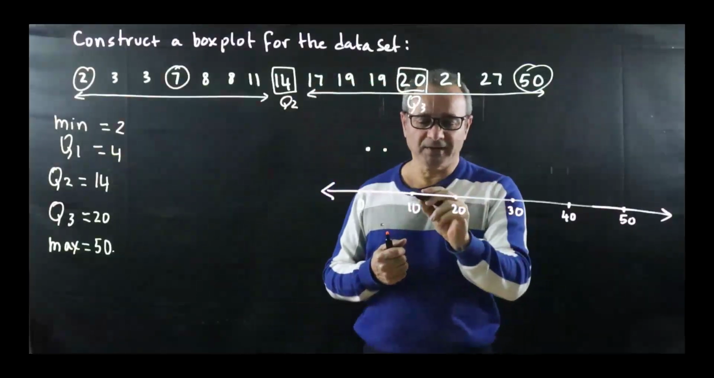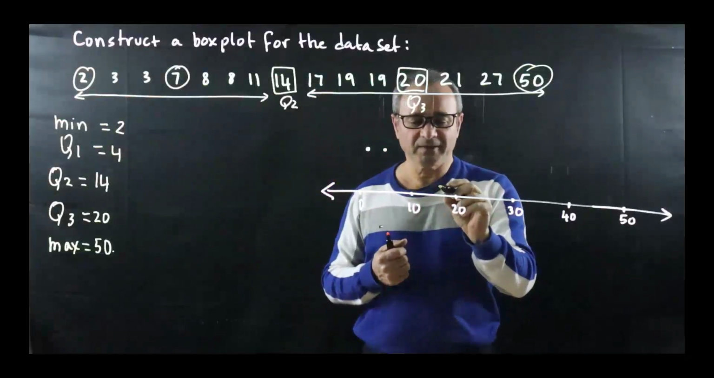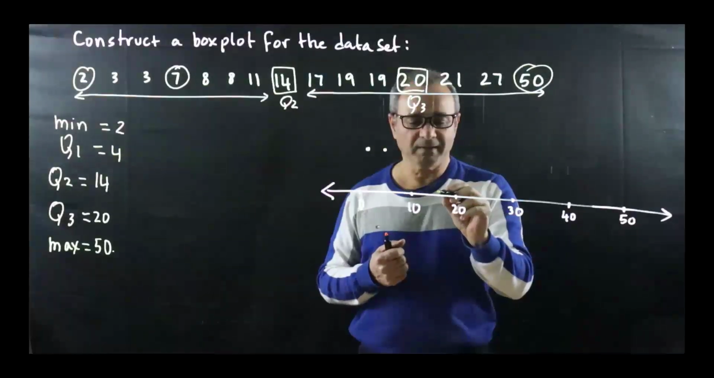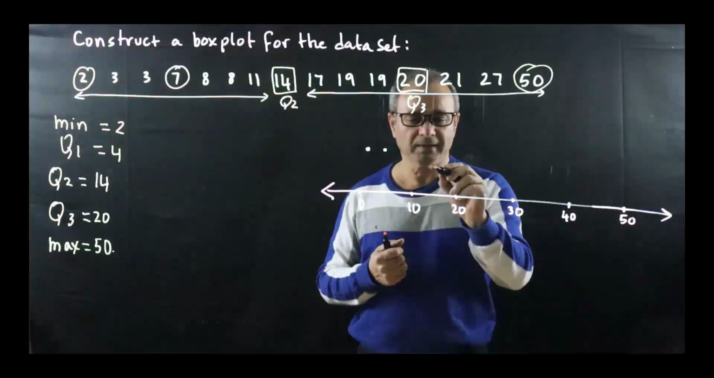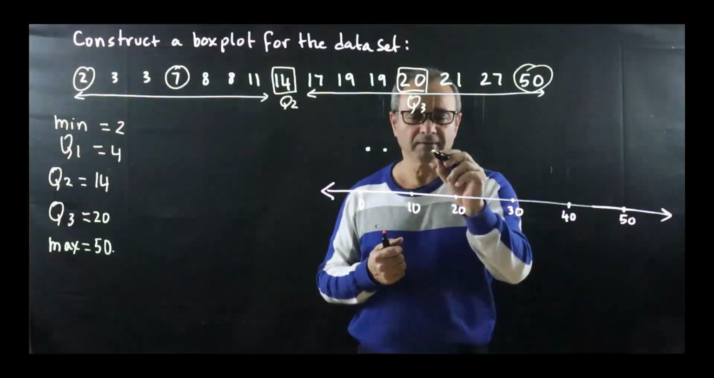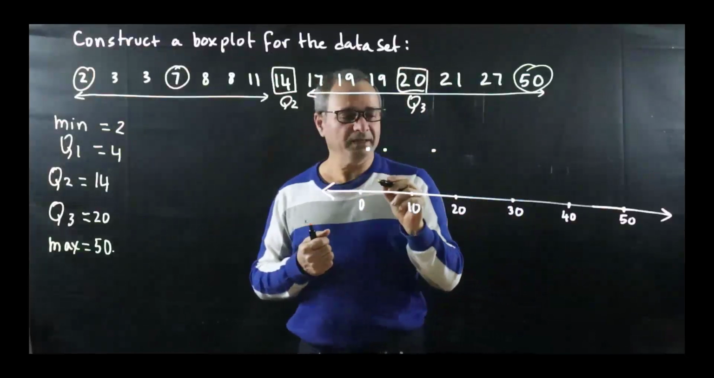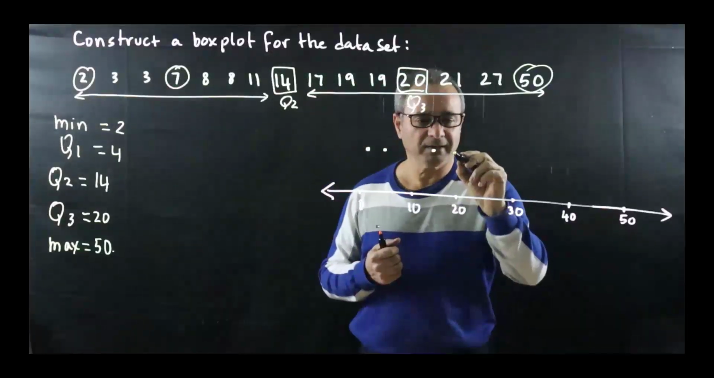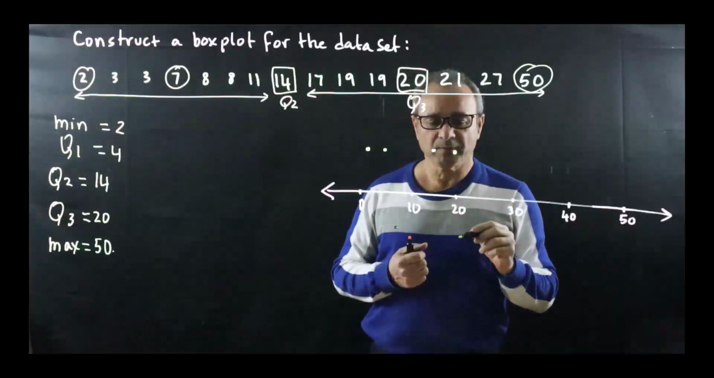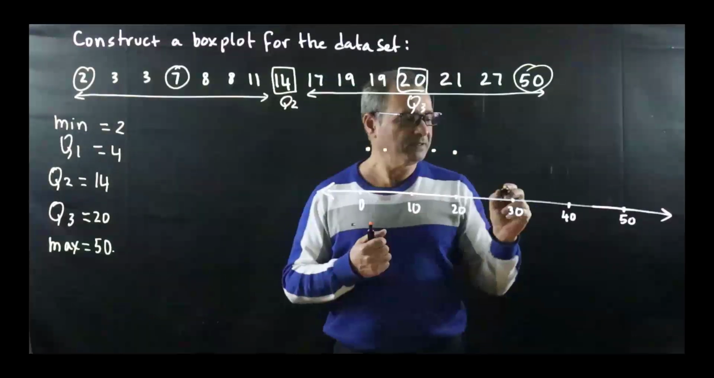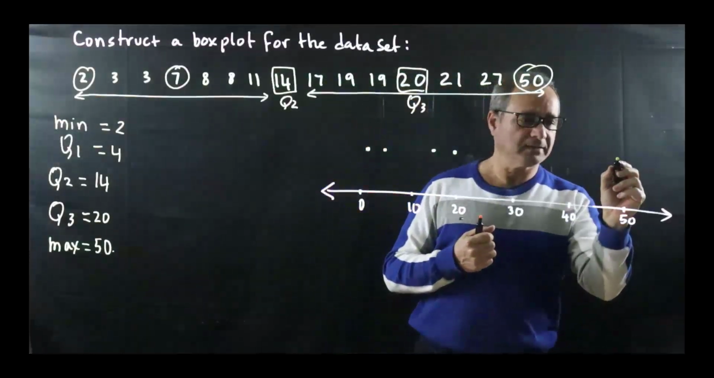14 is going to be halfway between 10 and 20, but a little bit closer to 10. So that would be somewhere here. And then 20, it's right there, 20, and then 50, it's right here.